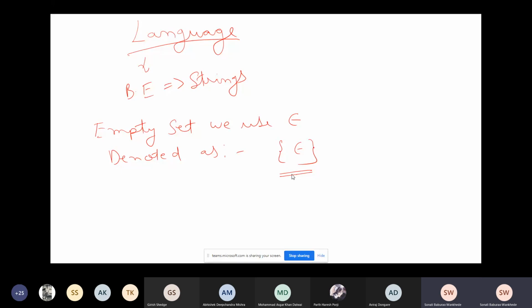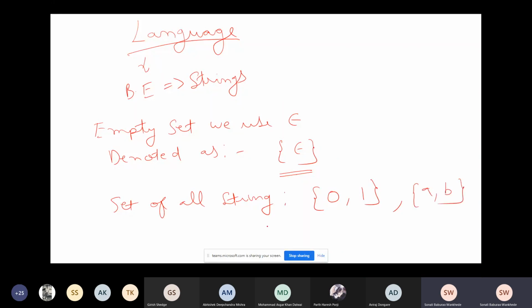Next one, the set of all strings over 0, 1 that start with 0. How do we denote that? Just remember that sets of strings are represented in the form of zeros and ones, or it can be A's and B's.